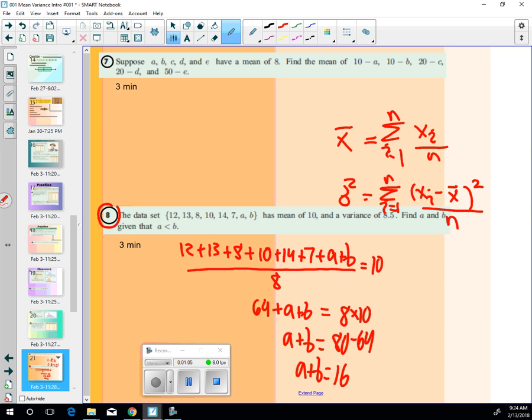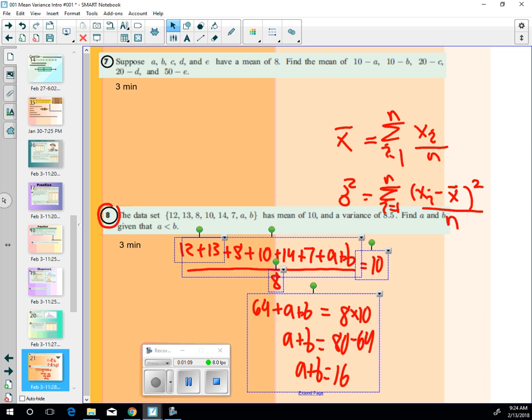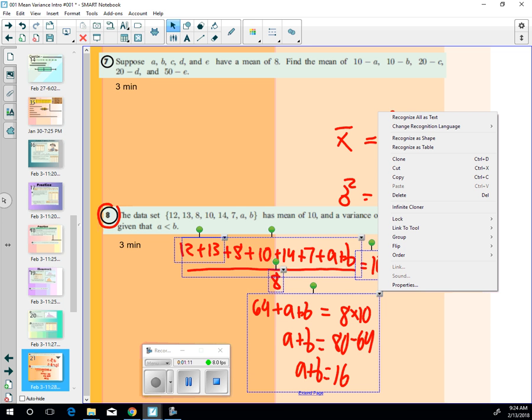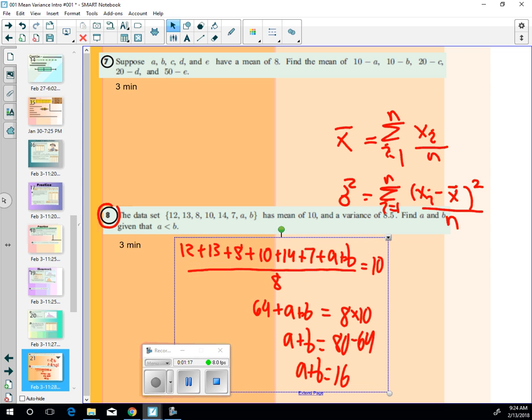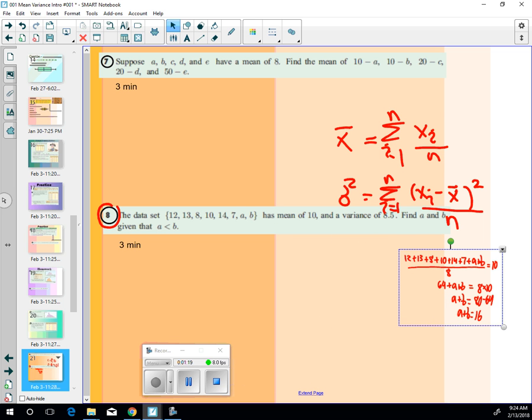Okay, that's good. Now what do we do? Emma, what's the next thing we want to look at? The variance. This is the part you're not too keen on, right? That we have to do this. So I'm going to hold this over here. And then I'm going to say, all right, the mean is 10.